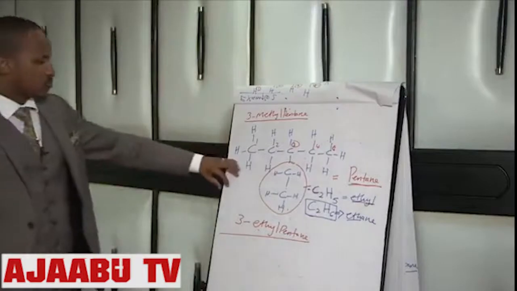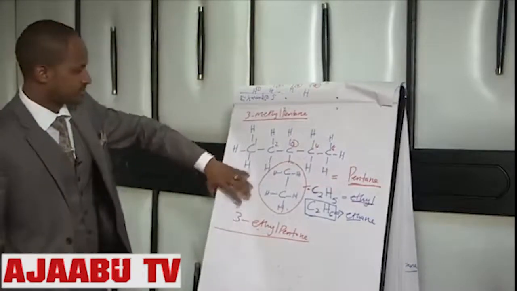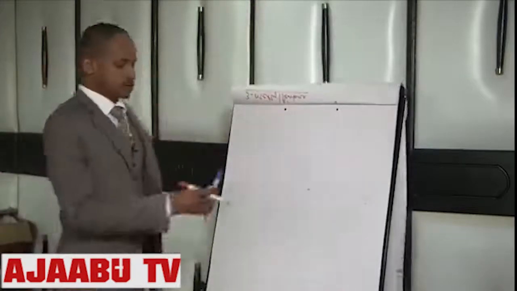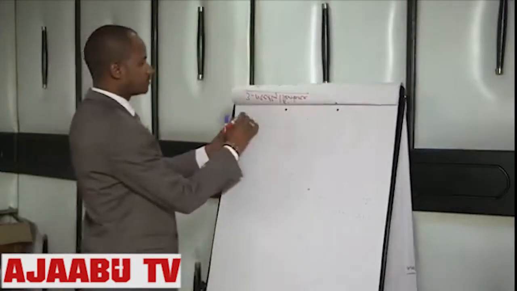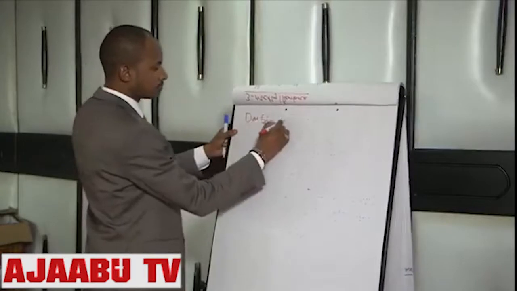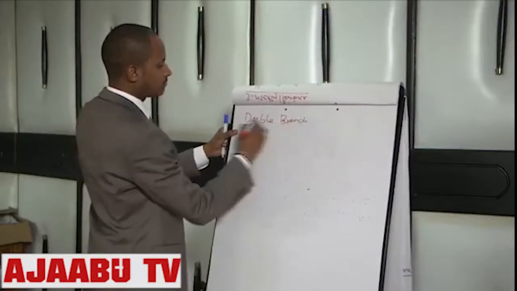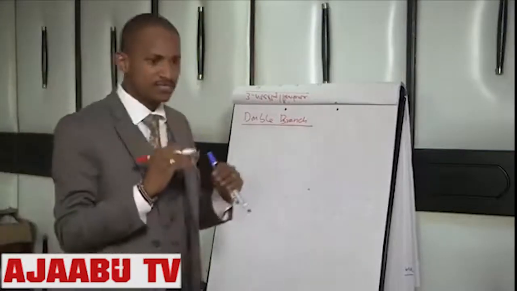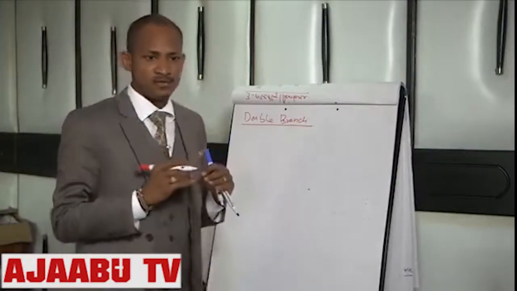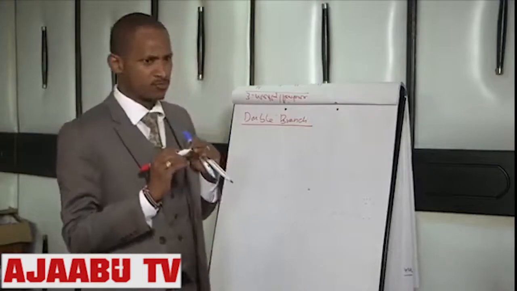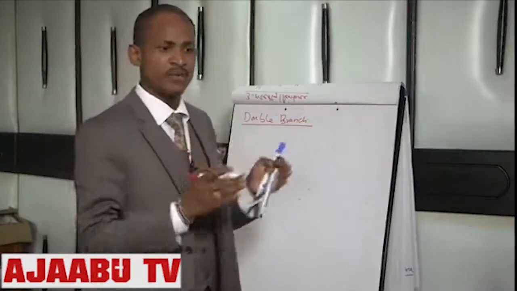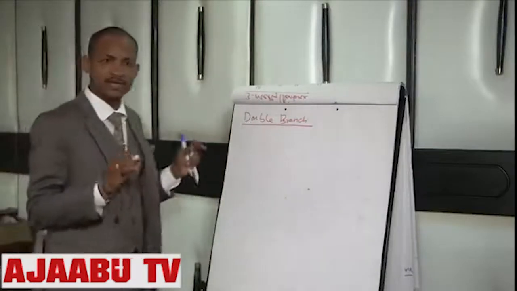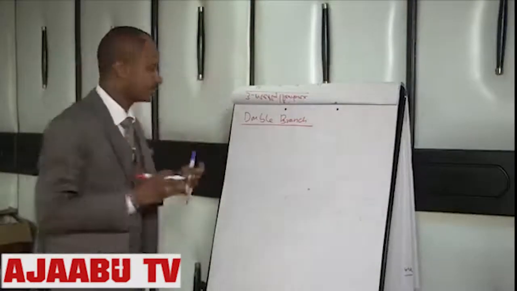So we want to look at double branches. These were single branches. So when we are looking at double branches, I want you also to pay close attention, because as we advance, they become easier, but a little bit confusing. To remove the confusion, I only need you to be attentive. That's the only thing I need. The password to this is being attentive, and just open your mind.